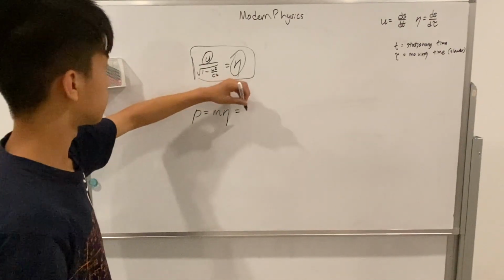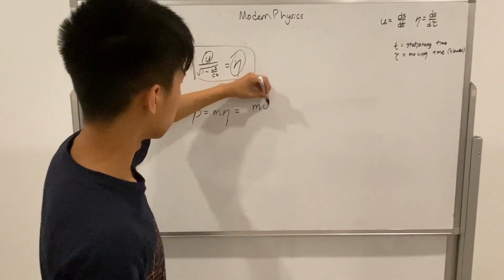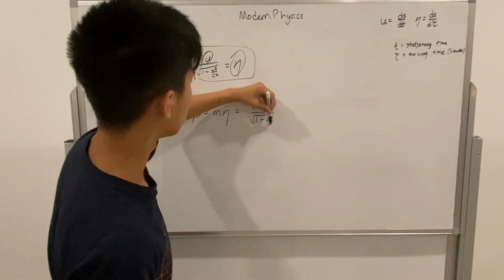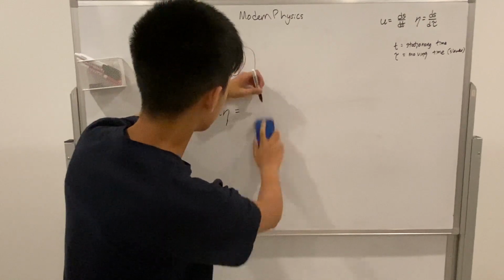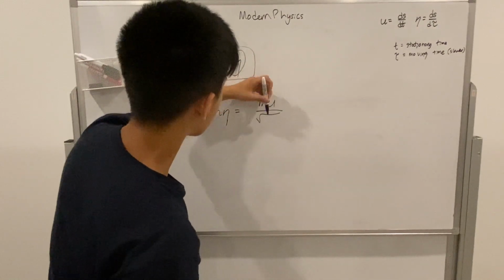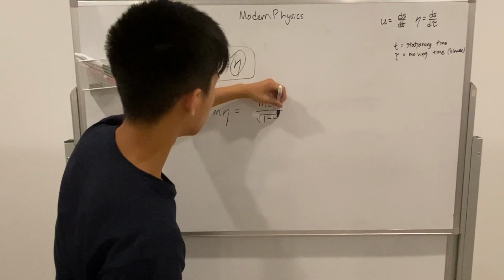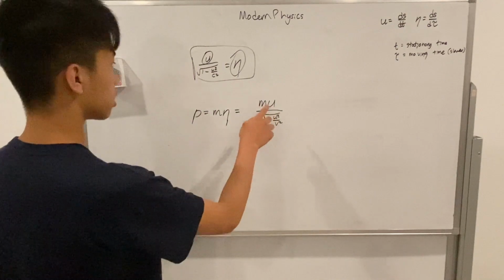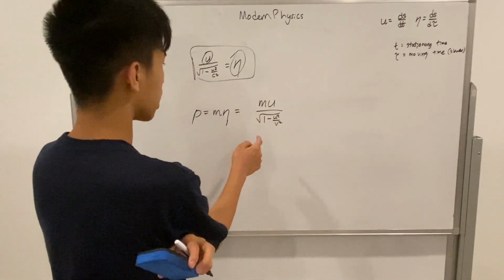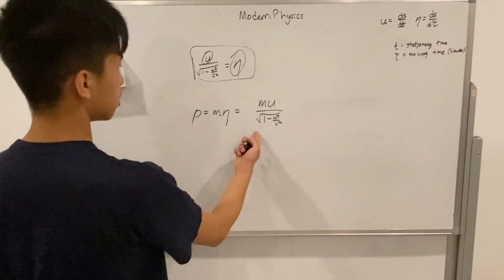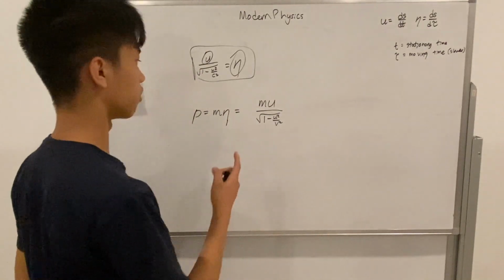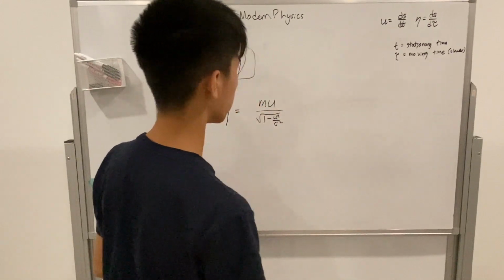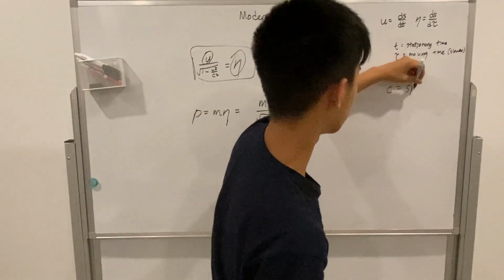So momentum is not equal to mass times the velocity of the moving object, but rather it's mass times the velocity of the moving object divided by the square root of 1 minus the velocity squared over, this should be c squared, the speed of light. I should note that c is the speed of light.